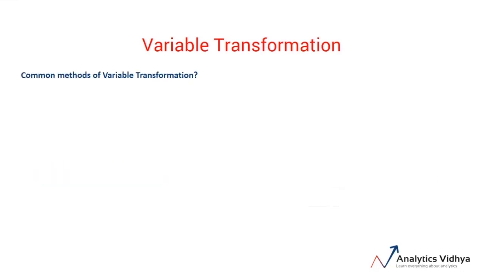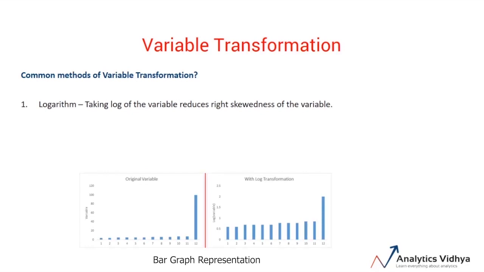So now let us look at the common methods of variable transformation. So the first method is logarithm, where we take the log of the variable. Taking log of the variable reduces the right skewness of the variable. So if you remember our previous lessons, right skewness is when the majority of the values are concentrated on the lower side and there are very few large values which drag the tail to the right side.